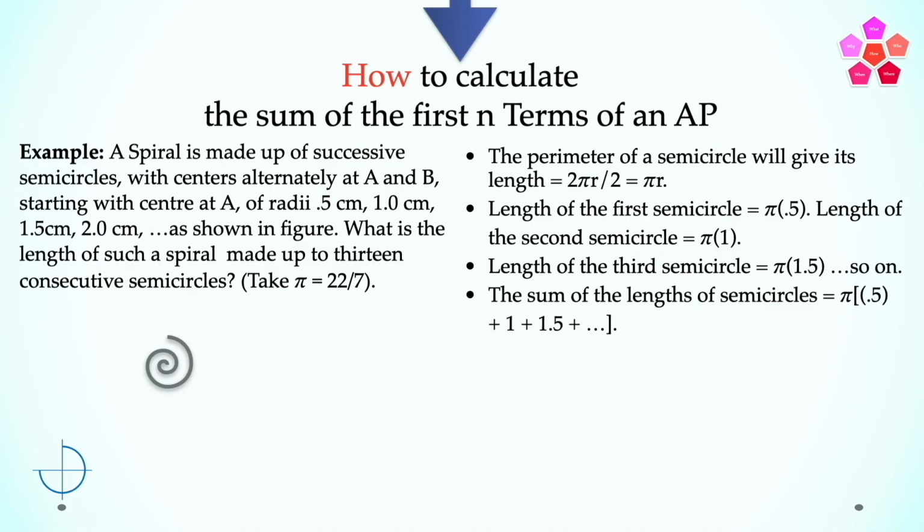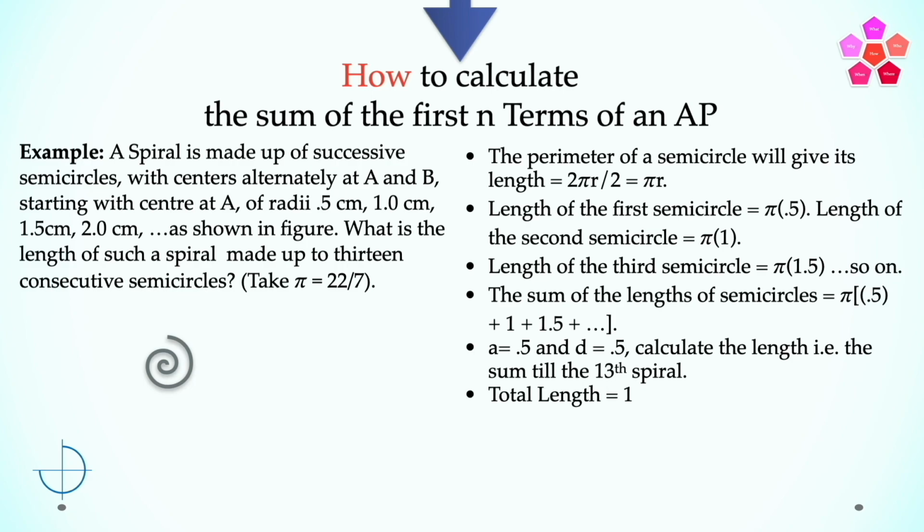Now is the time for pattern recognition. The terms inside the large bracket are actually in arithmetic progression. So 0.5 plus 1 plus 1.5 and so on is an arithmetic progression. A is equal to 0.5 and d is equal to 0.5. Calculate the length, that is the sum of the 13 semicircles. 13 divided by 2 into 2 into 0.5 plus 13 minus 1 into 0.5 is equal to 13 into 1 plus 12 into 0.5 divided by 2 is equal to 45.5 centimeters.